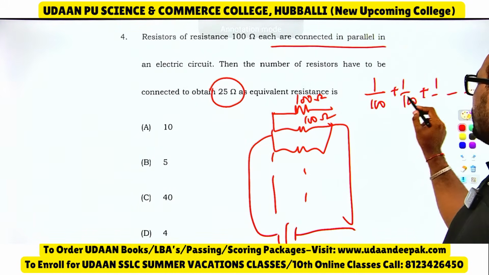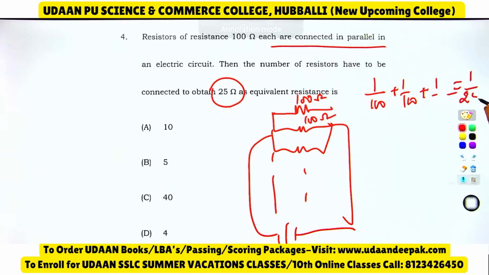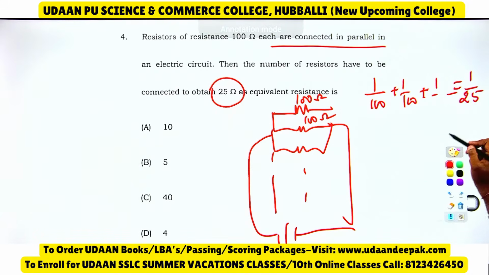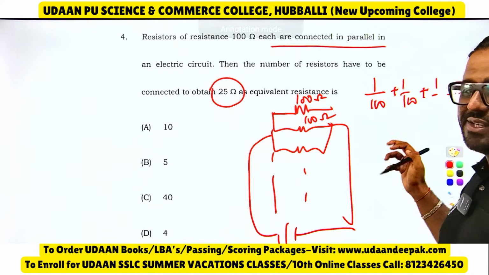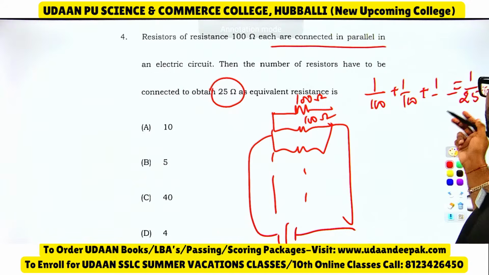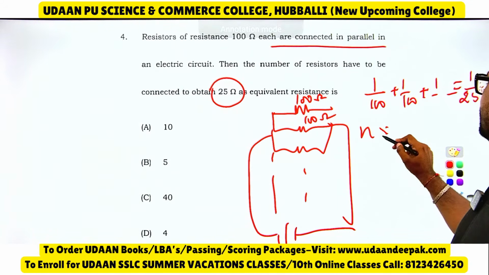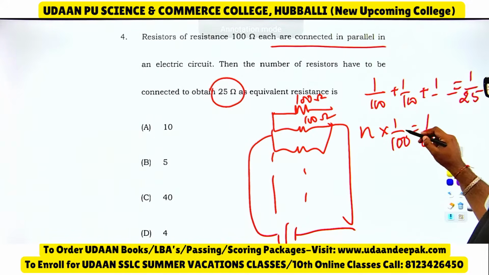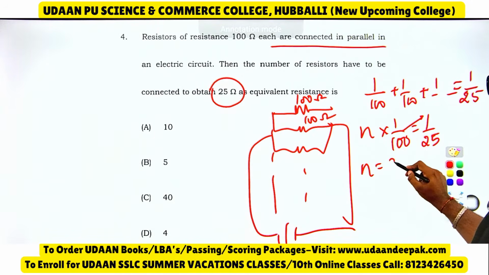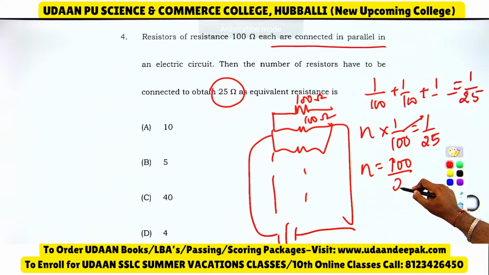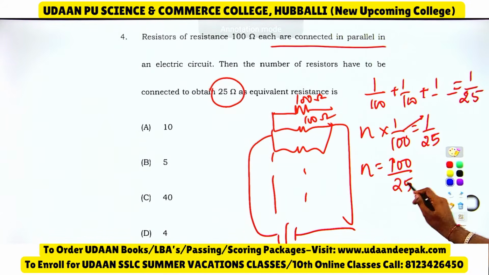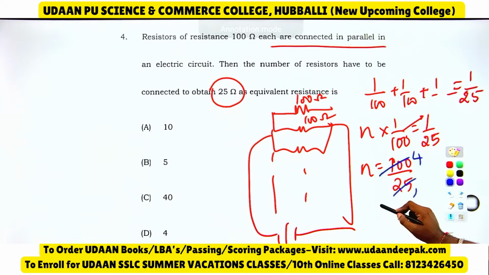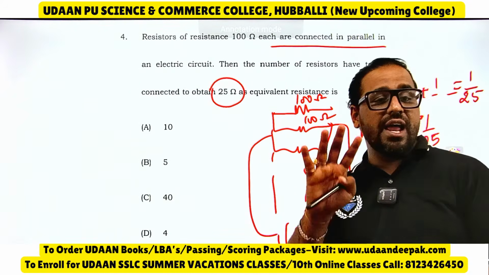So to get an equivalent resistance of how much? 1 upon 25 should come. Why? Because to get the total answer, equivalent resistance is reciprocal. So how will you do this? N into 1 upon 100 is equal to 1 upon 25. This 100 you take here. N is equal to 100 by 25. So 25 fours are 100, yes, 4. So the number of resistors to be connected in parallel is 4.